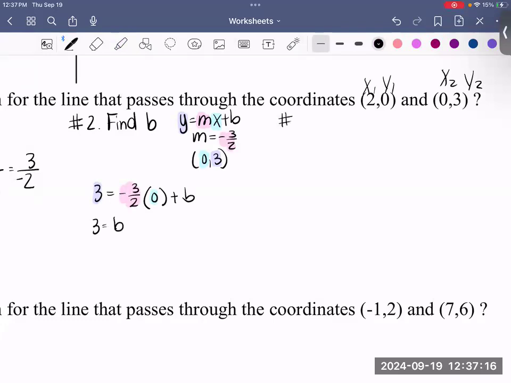So step number 3. Y equals mx plus b. We have m to be negative 3 over 2. We have b to be 3. So we can create your equation of a line.